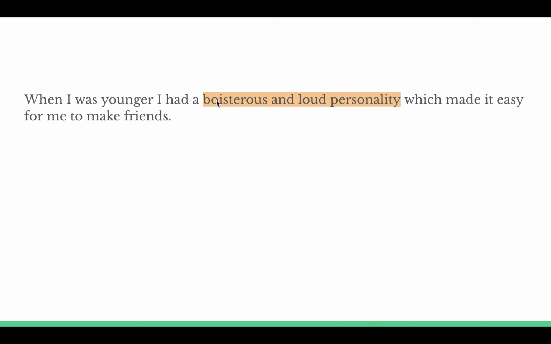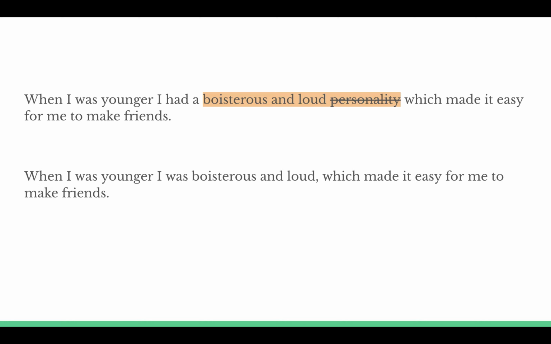If you're boisterous or loud, you're describing your personality. So you don't need to say personality. So you just take that out and change the sentence a little bit to make it a little more grammatically correct. "When I was younger, I was boisterous and loud, which made it easy for me to make friends."